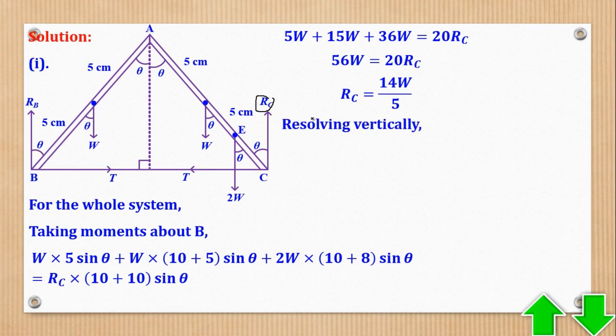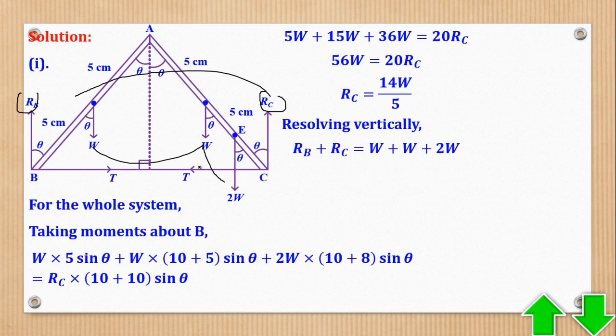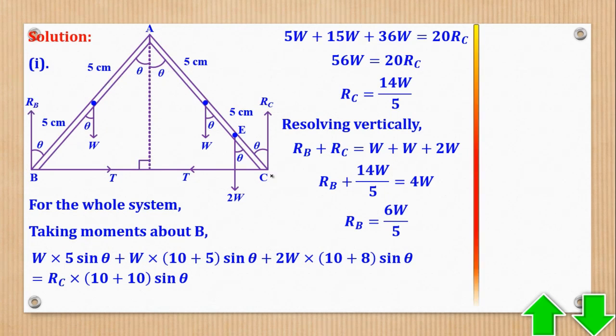Next is to resolve vertically. Resolving vertically means upward forces are equal to downward forces. So upward forces we have this and this. Then downward forces we have this, this and that. So when I equate the two, I'll come up with that. But I know RC, therefore RB will be equal to 6W over 5. So basically that's what they wanted.